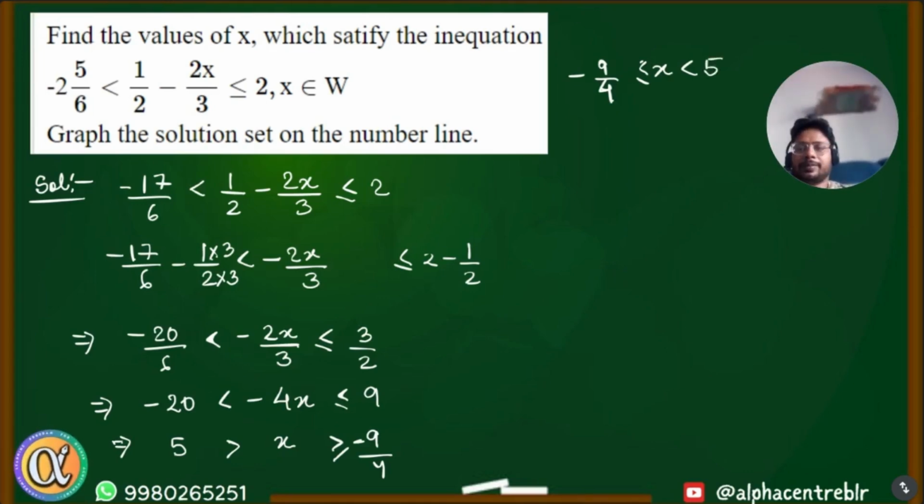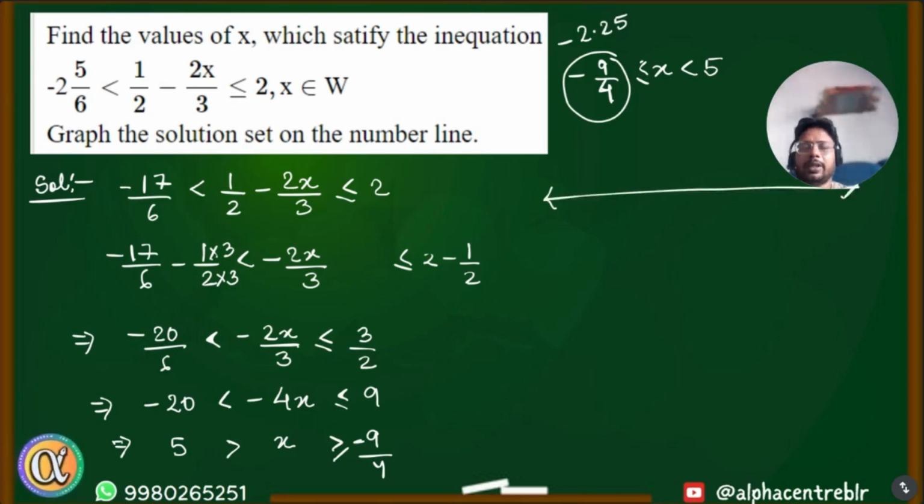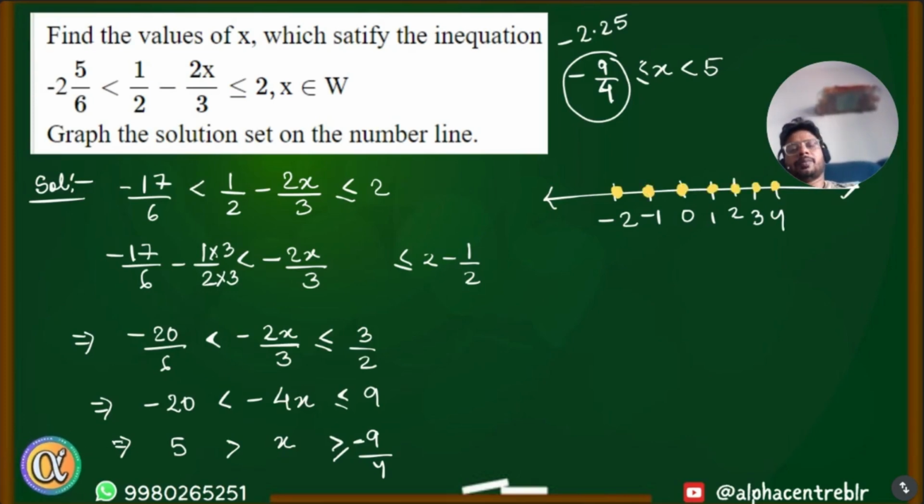Now represent the solution on the number line. -9 by 4 is nothing but -2.25. On the number line, x belongs to whole numbers, so whole numbers between -2.25 and 5. 5 is not included, so the maximum is 4. So the whole numbers between them are -2, -1, 0, 1, 2, 3, and 4. Clear?